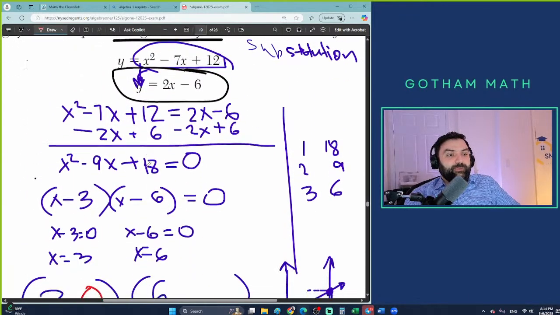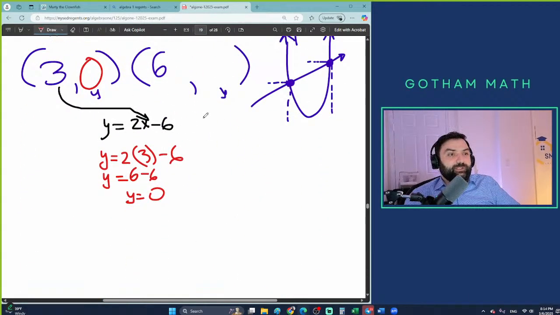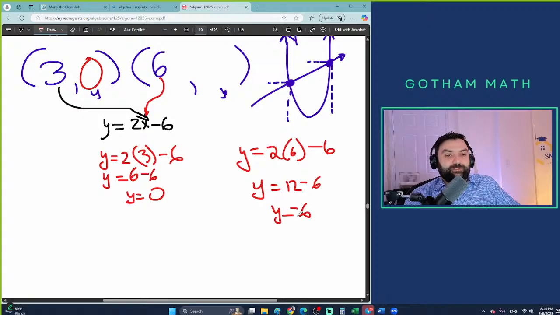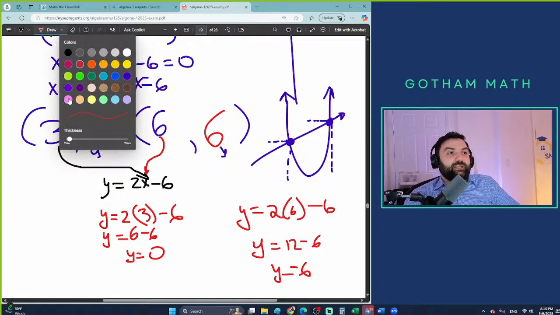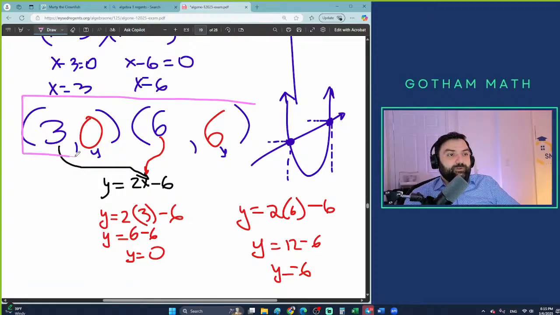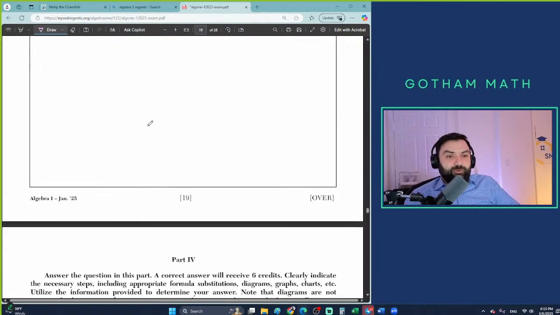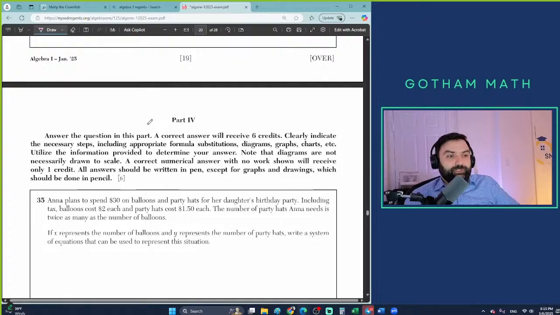Okay? And then the second one we're going to plug in is 6. Y equals 2 times 6 minus 6. Y equals 12 minus 6. Y equals 6. And the second one will be 6, 6. So those are the answers: 3, 0 and 6, 6. Okay? This is how it's done. It's also a 4-point question.